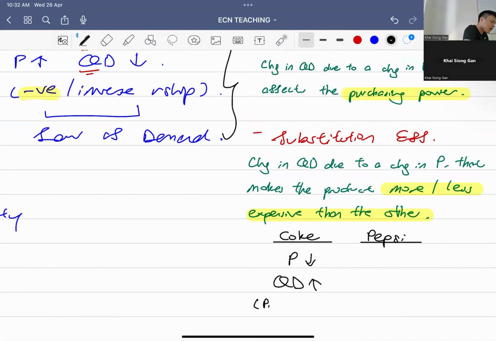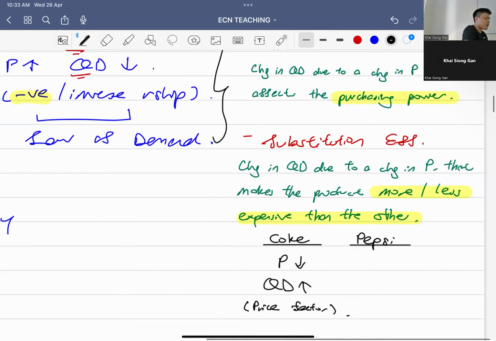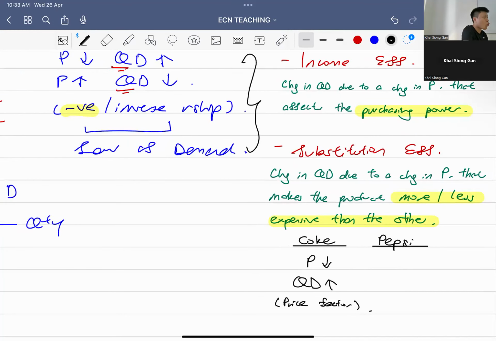This is the price factor. Later on, when I look into non-price factors, then only I look into Pepsi. Now, I do not want to look into Pepsi first. Okay, so I just want you to look into the left-hand side over here. When the price of Coke has fallen down, the quantity demanded for Coke has increased. This is the price factor I'm referring to. So the increase in the quantity demanded for Coke is because of the change in the price of the product itself. This is what I call price factor.